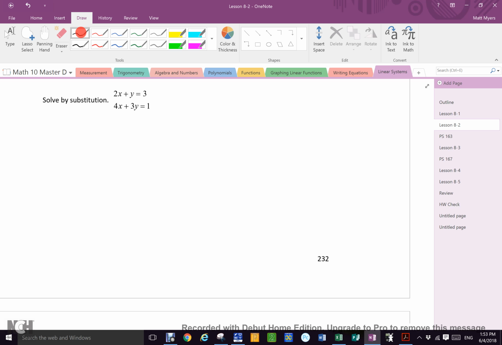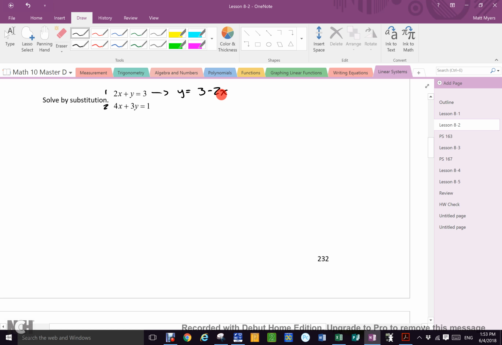What equation should I work with here? 1 or 2? One, because there's a variable. Okay, so we're going to work with equation 1. Are we going to work with x or y? Y, because y has a coefficient of 1. So when I isolate, y is going to equal 3 minus 2x, correct?